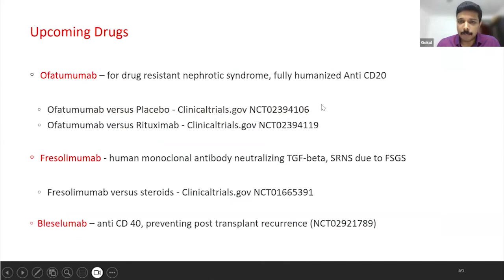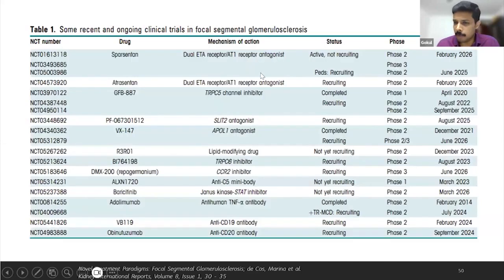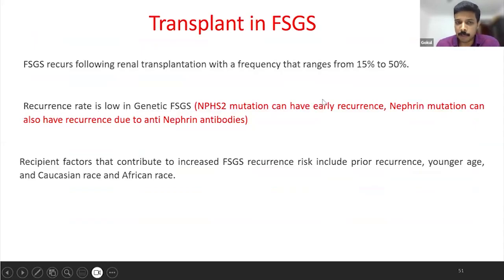So these are some of the upcoming drugs. One is ofatumumab, an anti-CD20 humanized antibody. Fresolimumab, which is targeted against TGF-beta. Bleselumab, anti-CD40. And these are some of the ongoing trials with the dual endothelin receptor antagonists sparsentan and atrasentan, TRPC5 channel inhibitor, SLIT2 agonist, APOL1 antagonist. These are some of the ongoing drugs, but no evidence has been obtained till now.